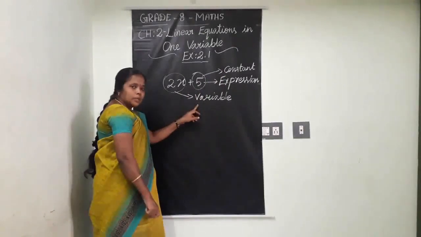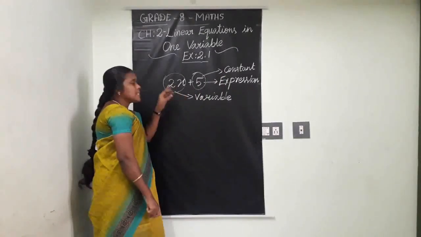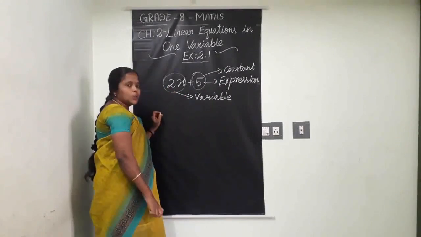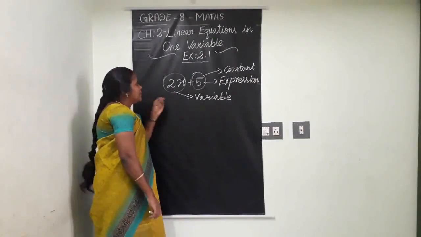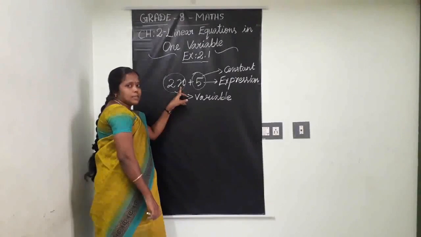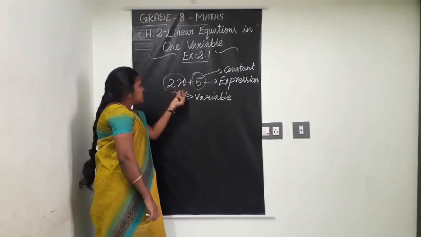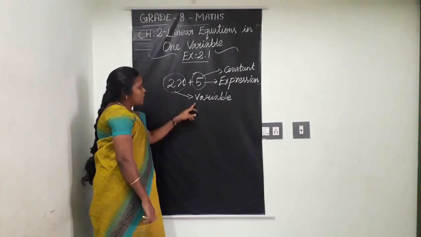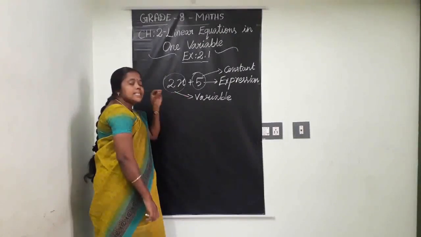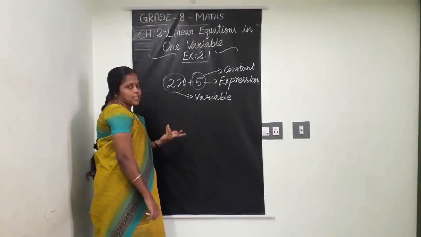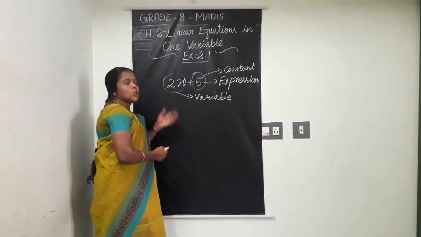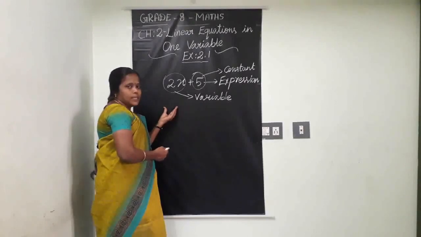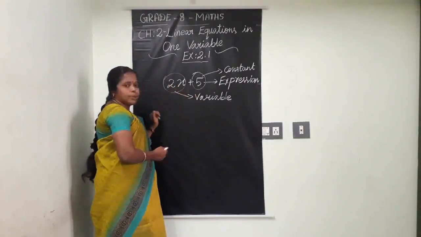Actually what is variable? A value which is not fixed. It takes various values in that place. Clear? It can be denoted by alphabets A to Z. Here x is variable. Clear? Variable means it is a value which is not fixed. It takes different values, various values, so that it is called as variable. It is denoted by small alphabets.